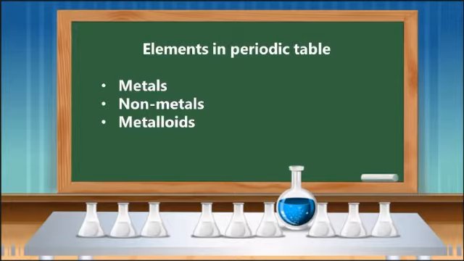That is non-metals. And as you can observe in the periodic table, we have a zigzag line on the side. That is the separator between metalloids and non-metals. Non-metals include carbon, hydrogen, oxygen, and so on and so forth. That is what I wanted to remind you.